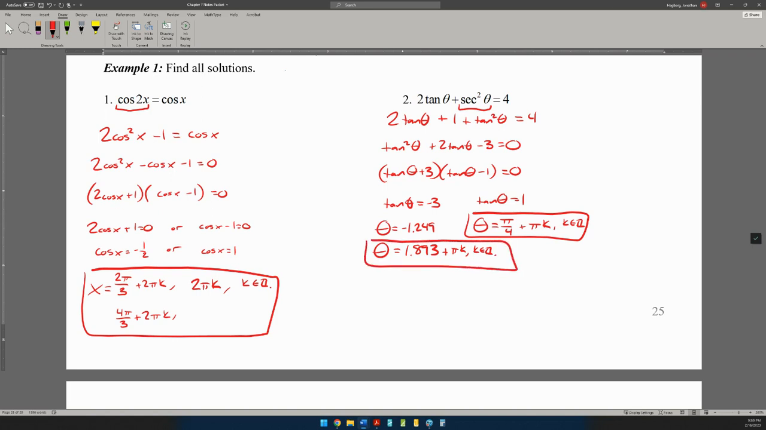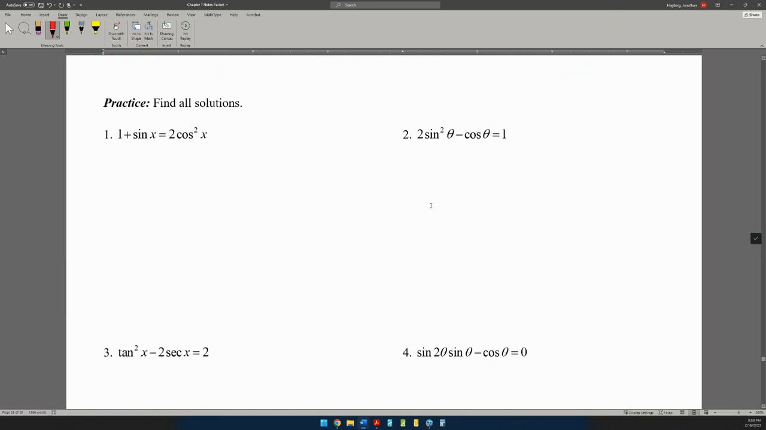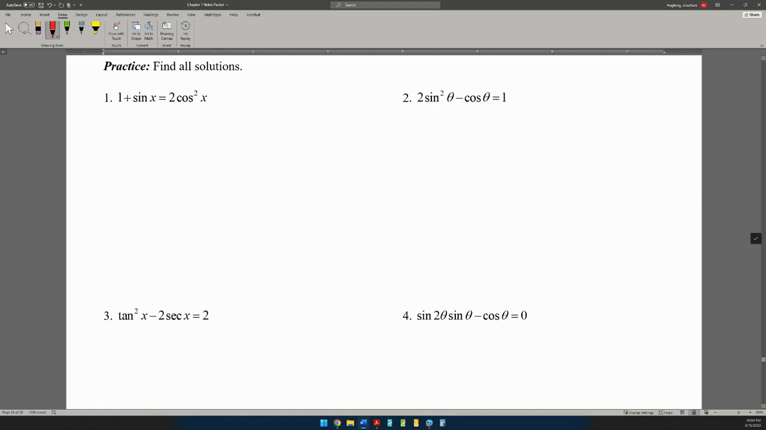All right, let's go ahead and flip the page. All right, so let's get some practice. Here we have find all solutions: 1 plus the sine x is equal to 2 cosine squared of x. So first thing I notice is that we've got cosine squared. Let's substitute that for one of our Pythagorean identities.